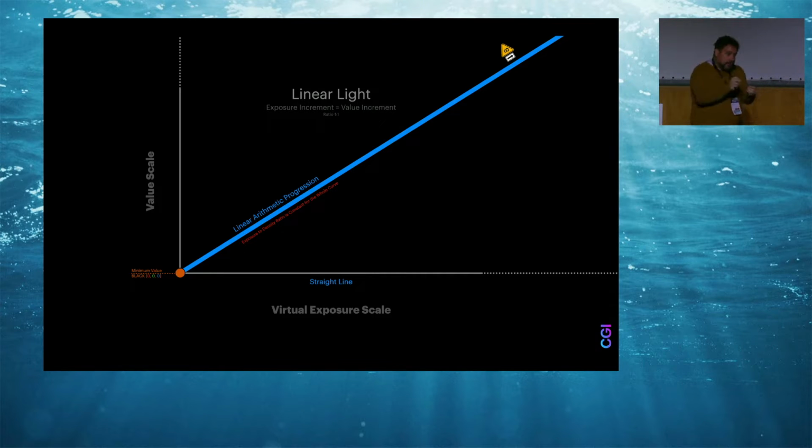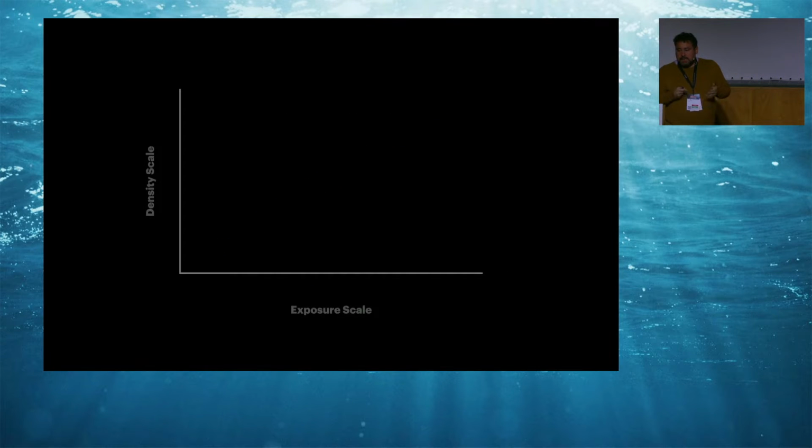So when you multiply something times 2, it's going to look double the light. I'm going to have practical examples at the end of the lecture so you can understand what that means in practical terms. So now we're going to look at the film world. So now we are in another world.